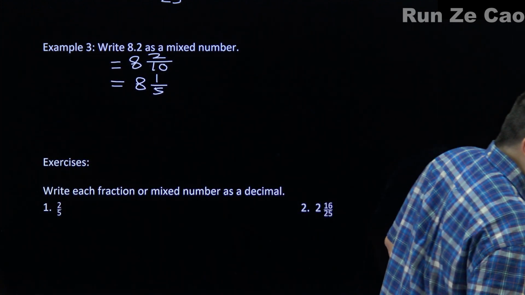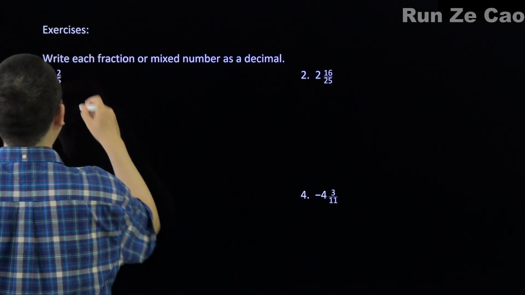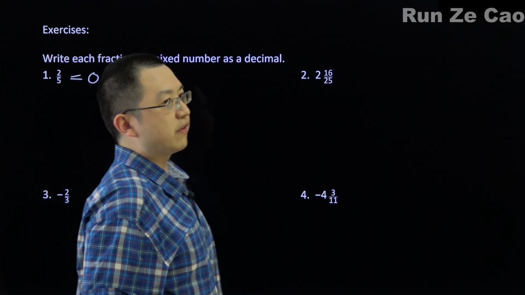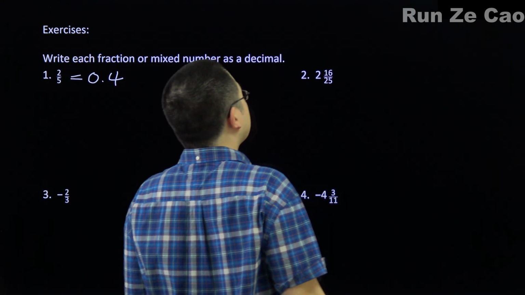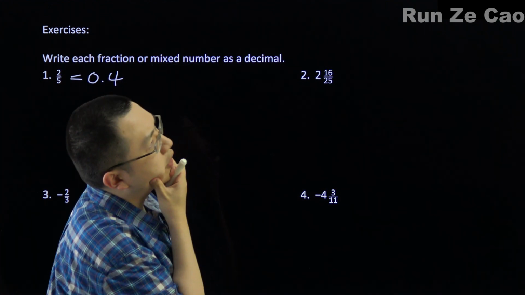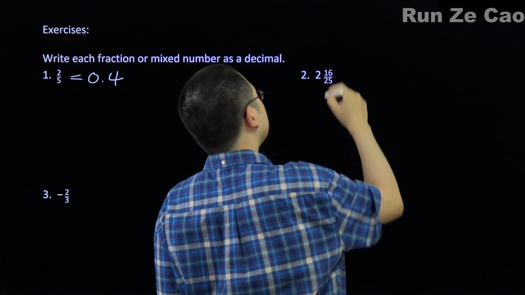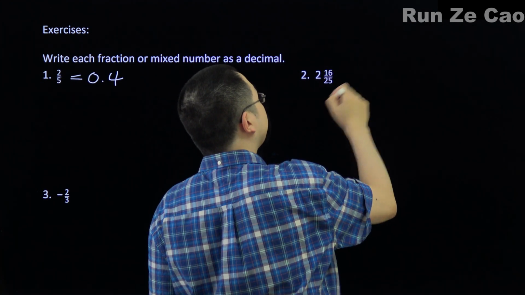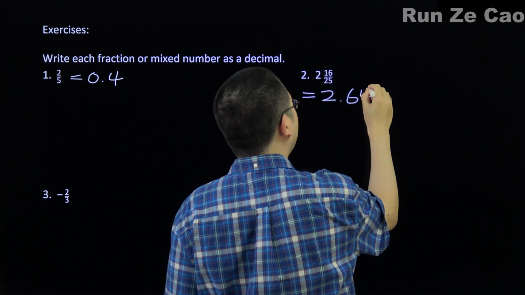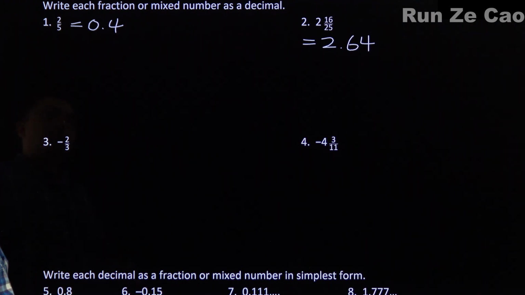So let's write these fractions or mixed numbers as decimals. 2 over 5, that's equal to 0.4, because 1/5 is 0.2. 2 and 16 over 25. Oh, 16 over 25. How do we convert this to out of 100? Well, we multiply top and bottom by 4, so in other words, times 4 over 4. So that's equal to 2.64.